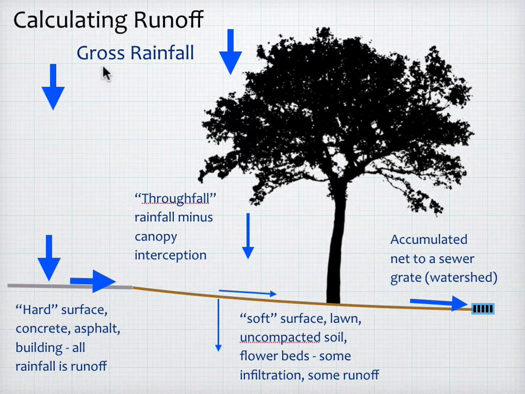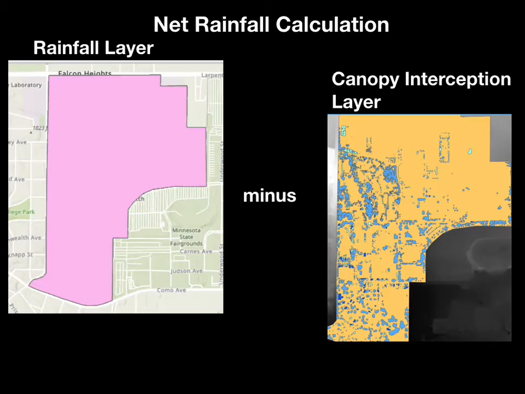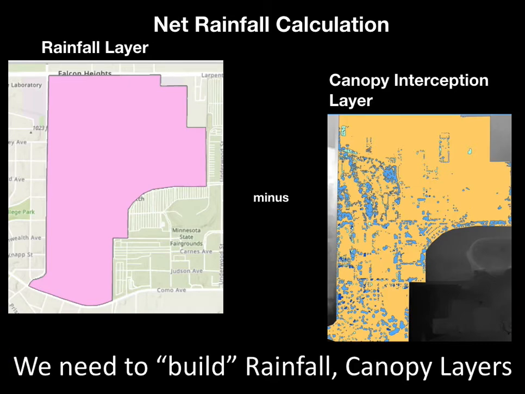So we'll have the gross rainfall and we'll subtract the amount of interception as a function of those 4 types to get a through-fall layer. Once we have this canopy interception layer, we can subtract it from a rainfall layer and give us then a net through-fall layer. So we build the rainfall and canopy layers and do the subtraction.